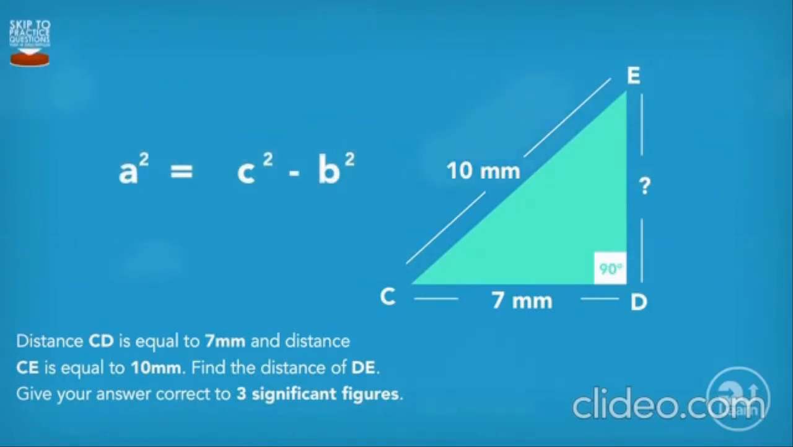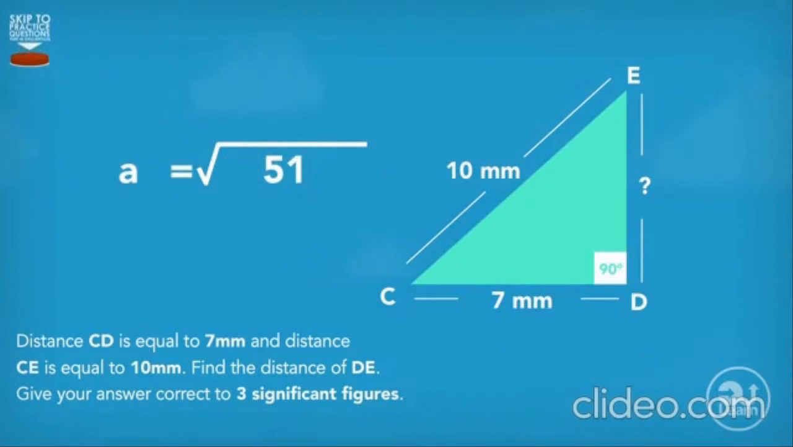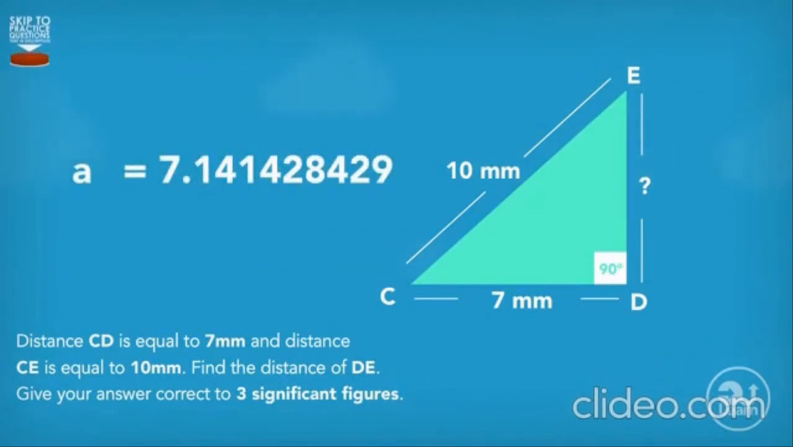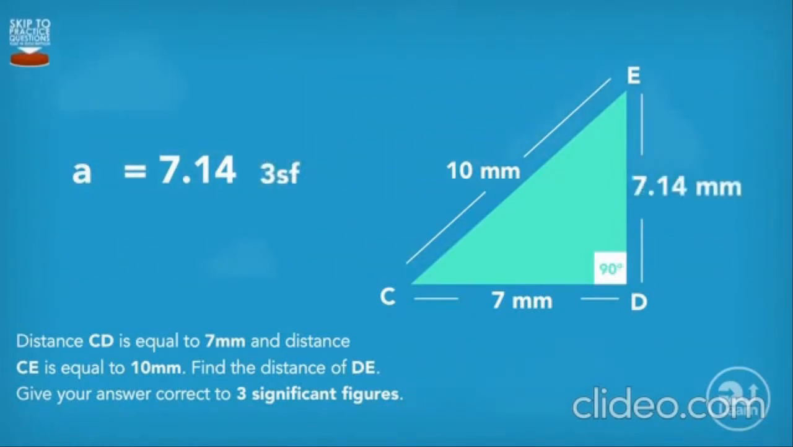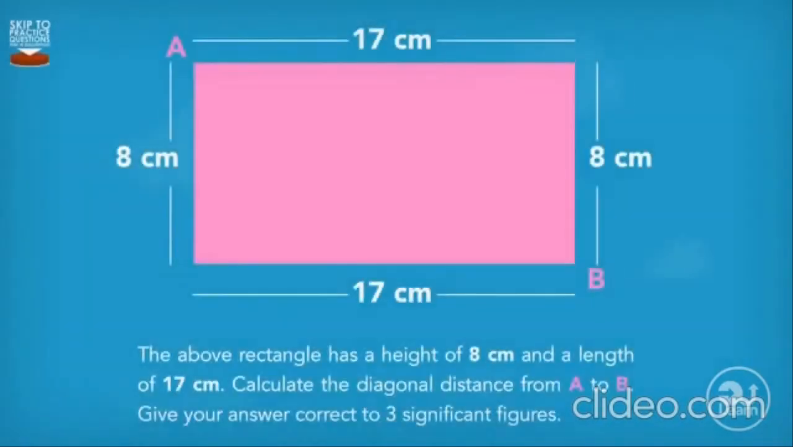After rearranging the formula, the values have to be subtracted under a square root. So C is 10, B is 7. 10 squared minus 7 squared is 100 minus 49, which means 51, square root of 51. Let's get the answer on your calculator. It's such a long answer, but we have to round this number to 3 significant figures. Therefore, it becomes 7.14 millimeters.